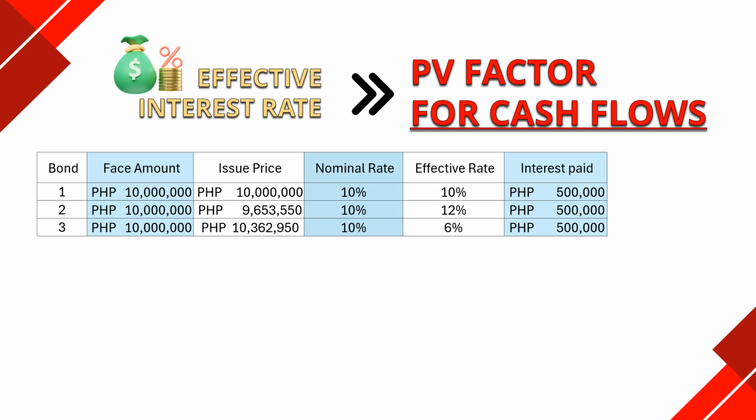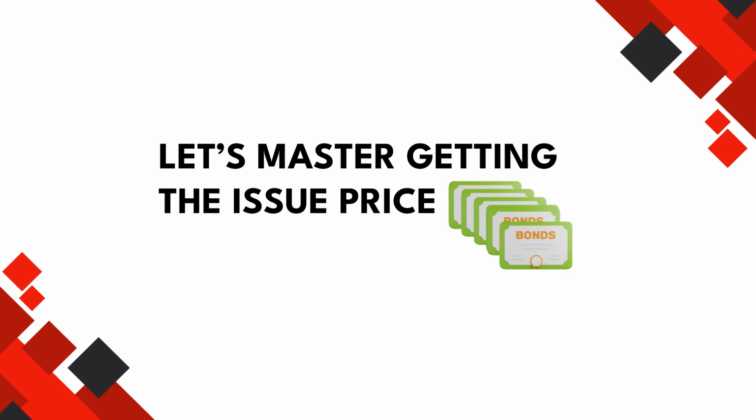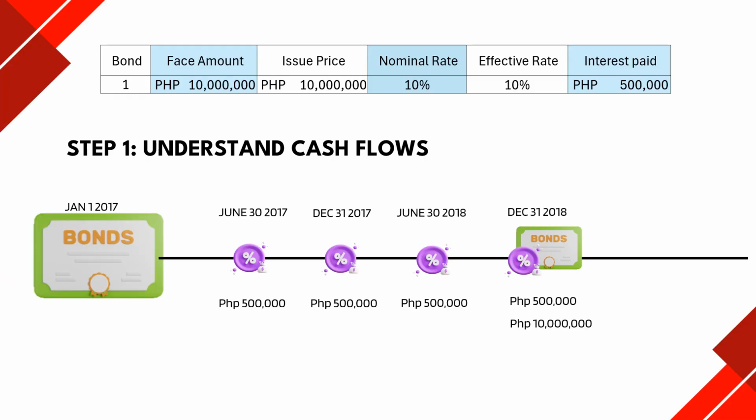It sounds complicated, but I think by doing this example, we will be able to get a clearer idea. So the idea here is that the effective interest rate will drive the PV factor for your cash flows, right? So let's start. Let's master getting the issue price. First, these are the cash flows for this particular bond, bond 1. They're the same for bond 2 and bond 3.